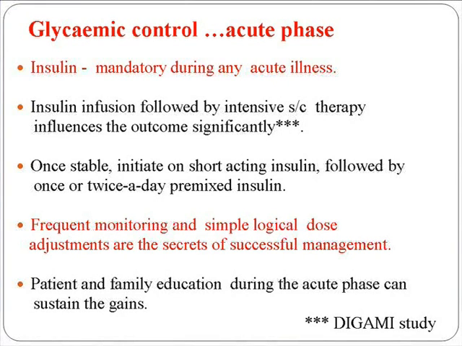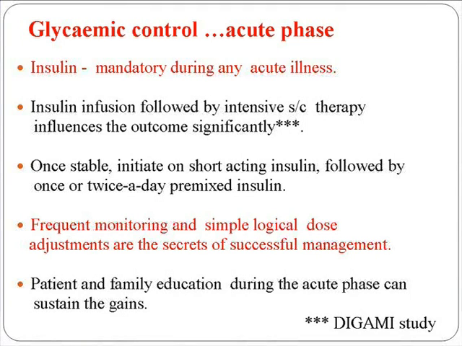During any acute illness, insulin is mandatory. So, in acute phases of coronary artery disease, insulin has to be the drug of choice for controlling blood sugars, and in the ICU, blood sugar control has been shown to have a significant effect on morbidity and mortality. Insulin infusion followed by intensive subcutaneous insulin therapy has been shown to change the outcome significantly.